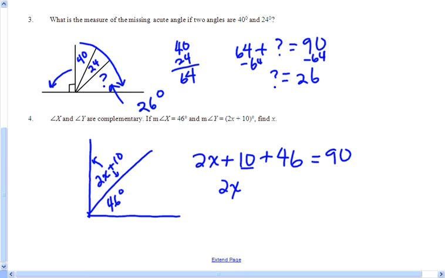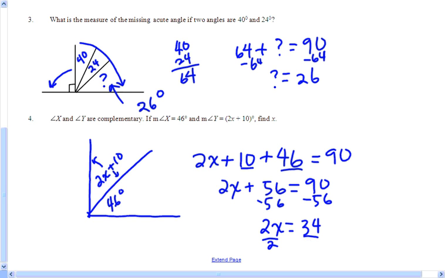So 10 and 46 together make 56. Then we can just subtract 56 from both sides, and we get 2x equals 34. And divide by 2, and we get x equals 17. All right. Go ahead and do the other 8 problems, and you're ready to do the retake.